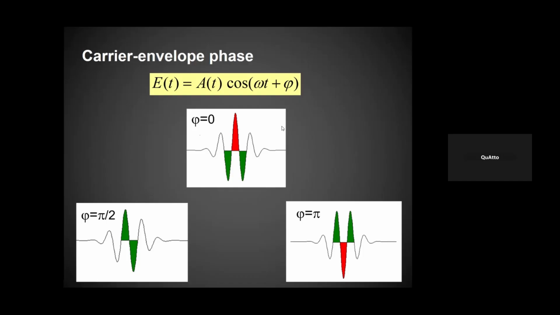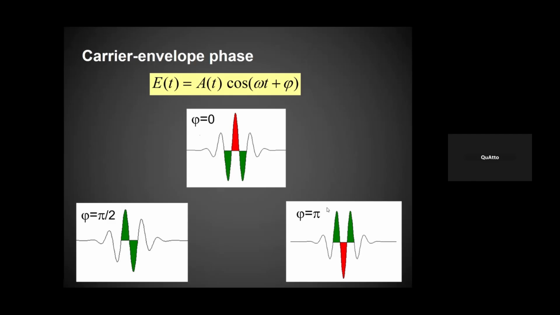It starts playing an important role when we have only a few optical oscillations. You can see here, for example, in this case, just to show you the importance, we are considering a perfect cosine pulse. So the maximum of the field in the upwards direction is larger than the amplitude of the field in the downwards direction.